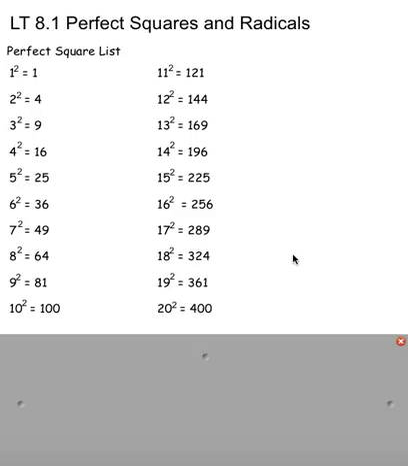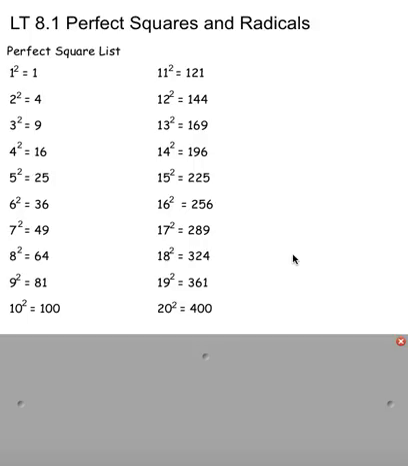Today we're going to do the second part of Learning Target 8.1 on perfect squares and radicals. On our first day, we made a list of all of the perfect squares from 1 to 20 because these are the ones that you will use the most often. And when you have them memorized, it makes things a lot quicker for you. We also talked about finding the sides of the areas of squares.